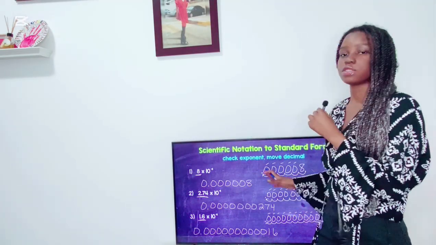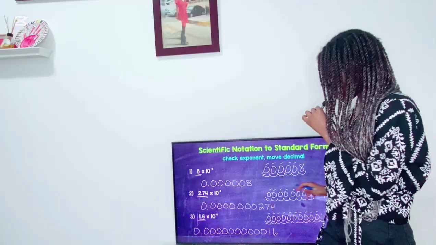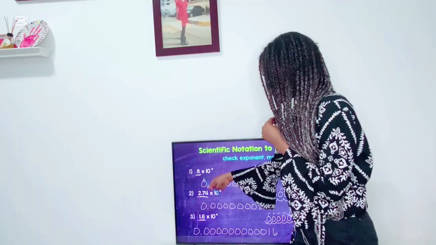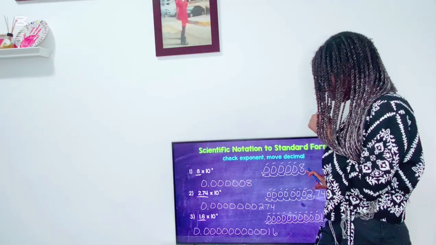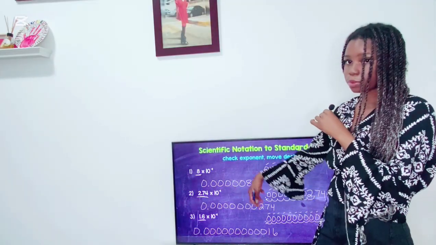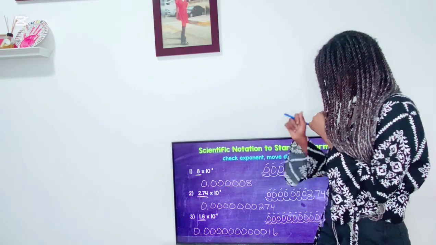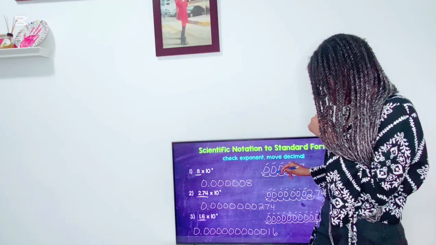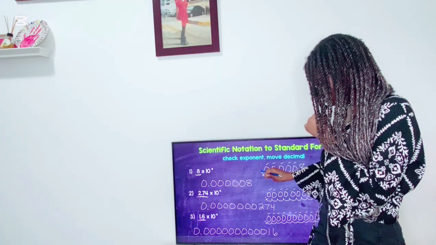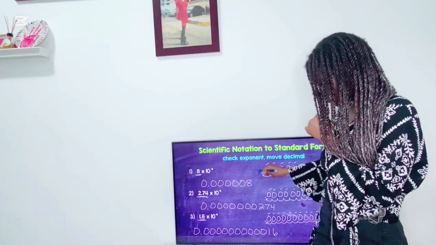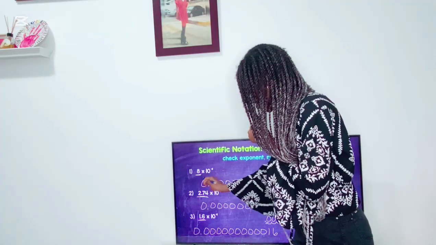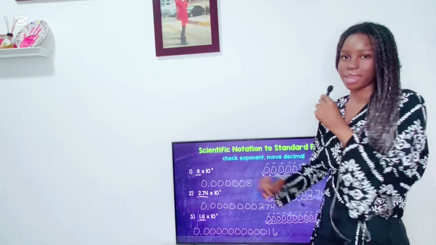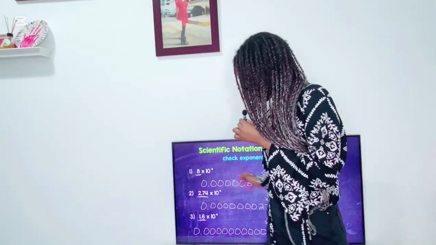How many times do we have to move the decimal? I almost forgot. We have to move it 6 times because remember, we have to check our exponent, and our exponent is negative 6. So we're not only going to the left, where the negatives are, but we also have to move it 6 times while we're going to the left. So 1, 2, 3, 4, 5, and 6. Another 0. So that means we have 0.000008. And that, my friends, is how you write it.